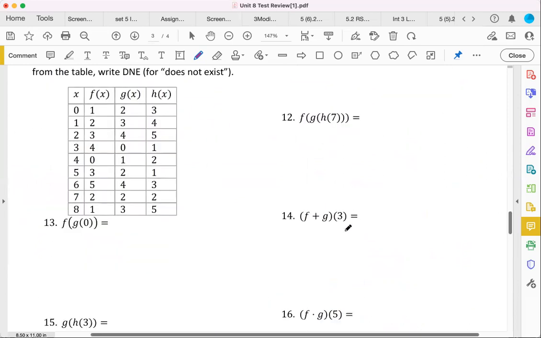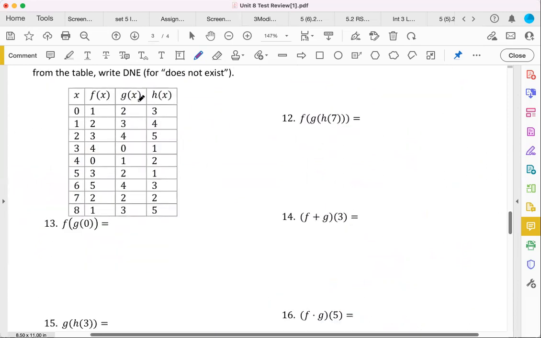Get some table work here. Your eyes may go cross-eyed at some point, but don't let that happen because I don't think these are too tough. The core of this is saying evaluate g of 0, which is 2. And then the outside, this is saying evaluate it in f. So f of 2, what is that? It's 3. At the, let's do 14. This is the sum of the two.